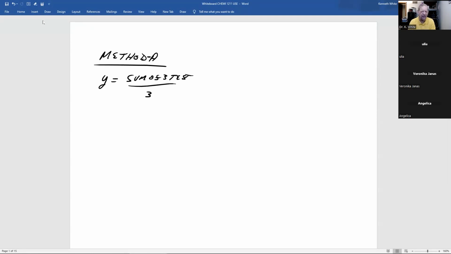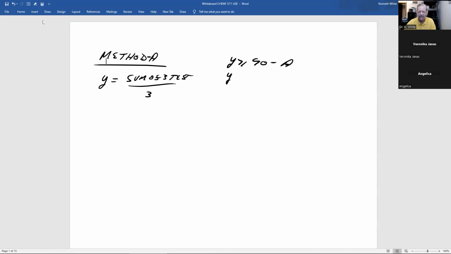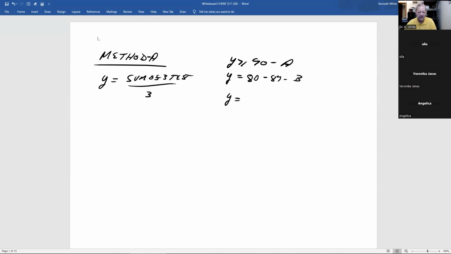Let's calculate y, which is the sum of 3 tests divided by the number 3. And if y is greater than or equal to 90, you're getting an A. Y is equal to 80 to 89, you're getting a B. Y is equal to 70 to 79, you're getting a C. Y is equal to 60 to 69, D, and y is less than or equal to 59, you're getting an F. And hopefully nobody is in the last two. But this is assuming you've handed in all your labs.